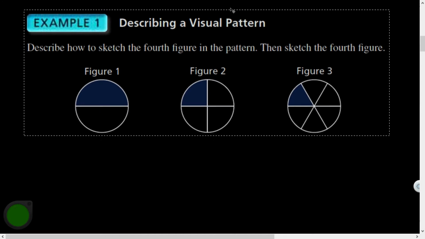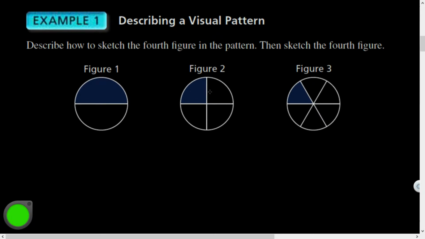Let's see. So here we go. Example 1. Maybe you can draw a quick sketch of these things. Describe how to sketch the fourth figure in the pattern, then sketch the fourth figure. Originally we have a circle divided into 2 sections. Figure 2, we divide it again. Figure 3, so we went from 2 to 4 to 6. So we weren't just doubling the number of sections, right? So I'm noticing a pattern. What's the number of sections I predict for the next one? 8, if this pattern continues.